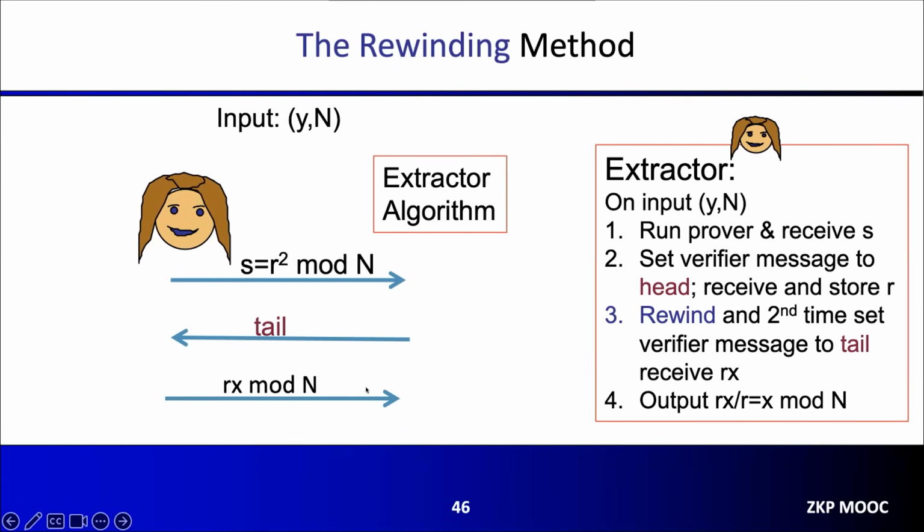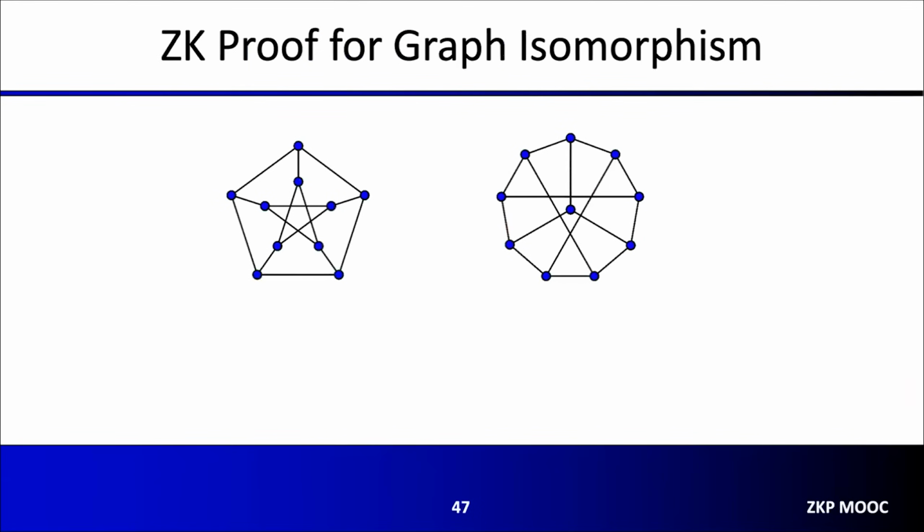Now he has run 2 executions. First time asking for heads, second time asking for tails. He got 2 answers, rx and r, can divide and extract the square root of y mod n. So there's definitely an extractor. So by the definition, we have just shown here in this slide that the prover knows a square root of y. And let's try it for graphs.